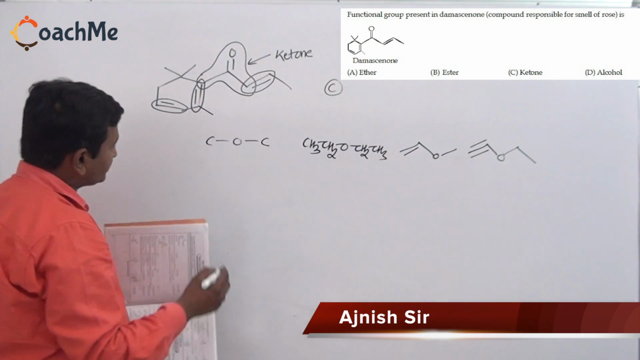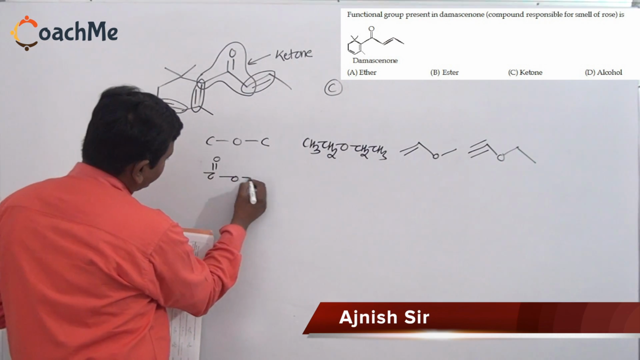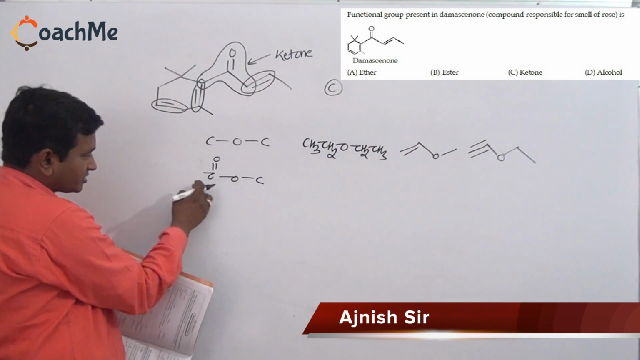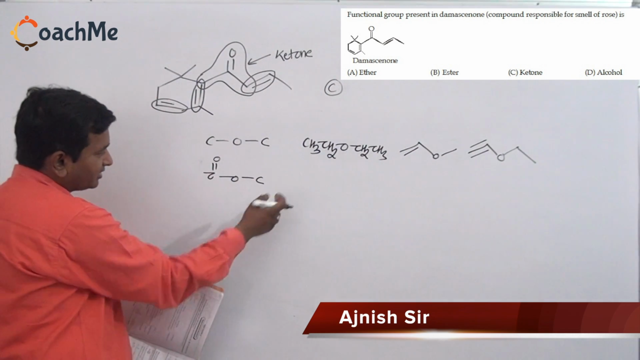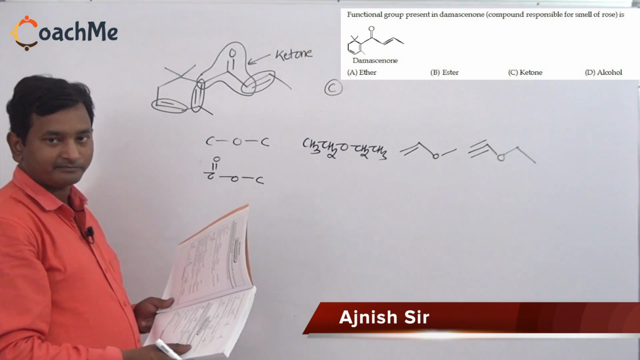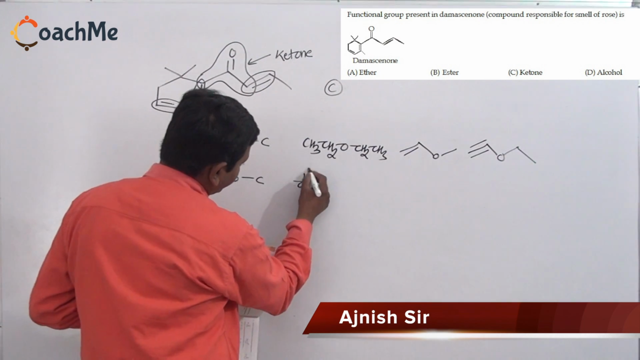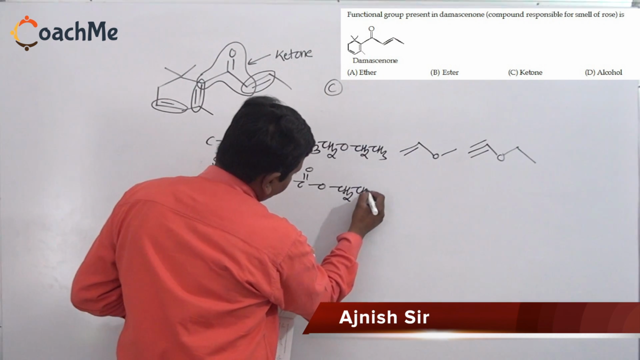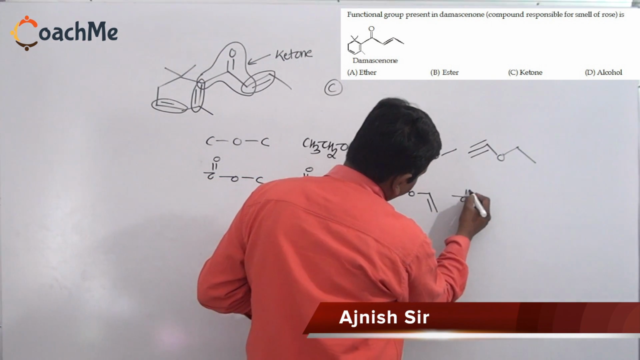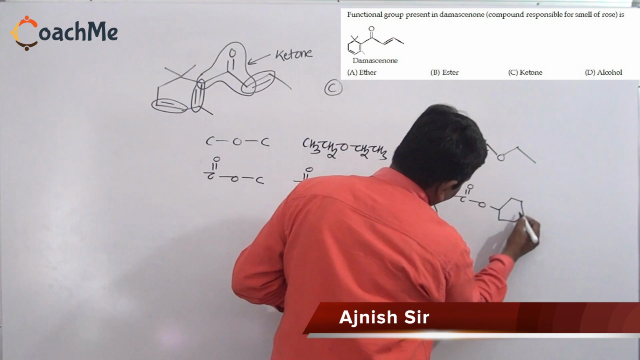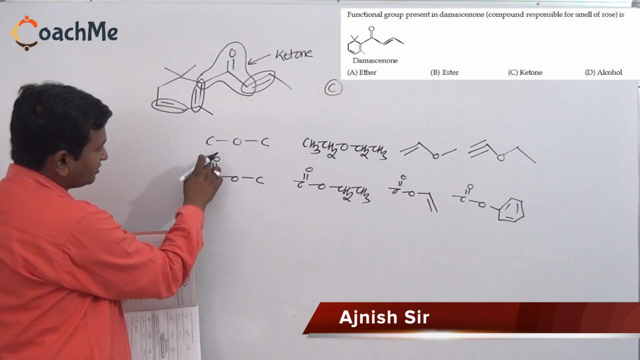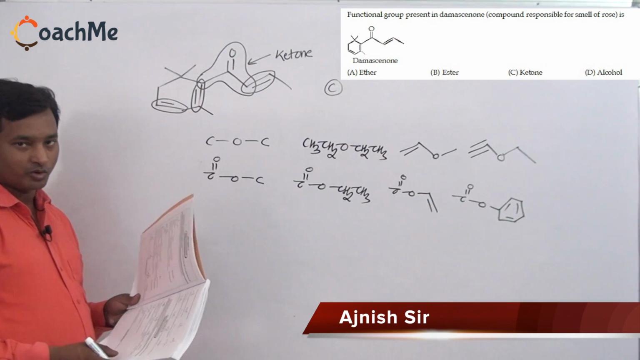In ester, the attachment will be like this. One part of oxygen is attached with C=O and another part is attached with a carbon-carbon single, double, triple, or aromatic part. It may be like this. It may be like this. It may be like this. It may be like this. But the attachment should be C-O-O-C.